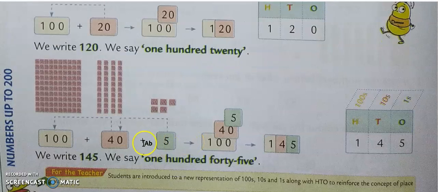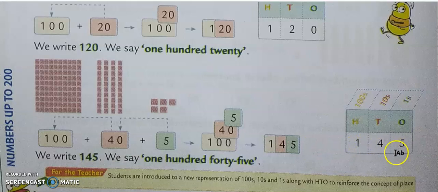Understood? Now one more example for this. These are 100. These are 4 strips, that is 4 tens means 40, and 5 ones. Okay. So how will we write? 100 plus 40 plus 5. So here what will we do? We will write like this, 1, 4 and 5. Okay. So how will we read this number?